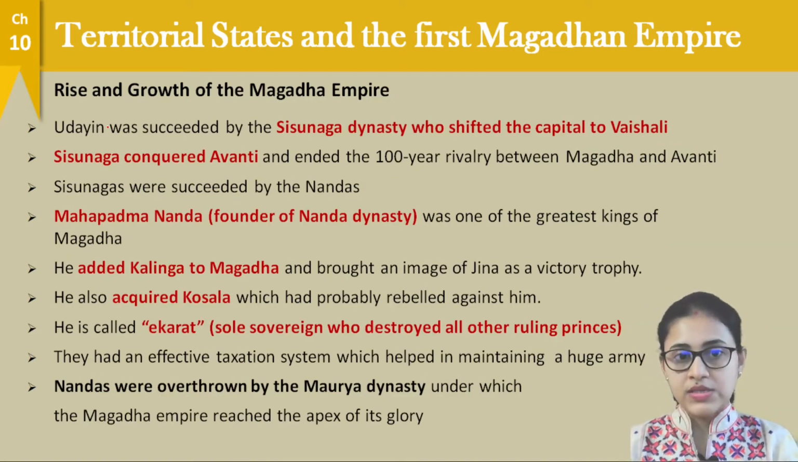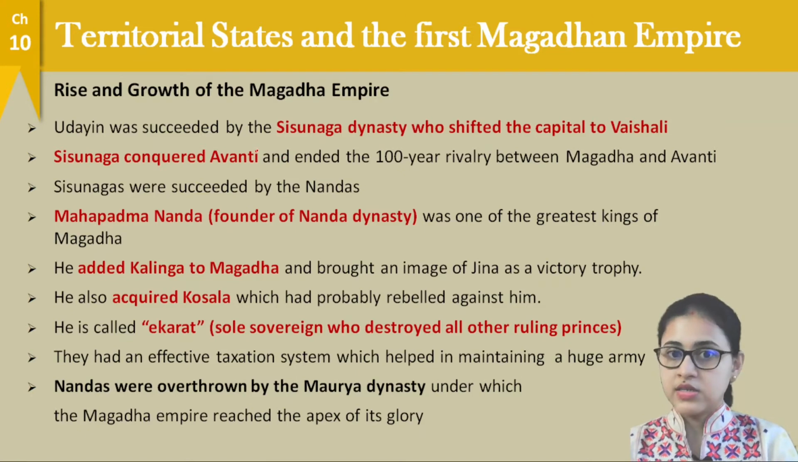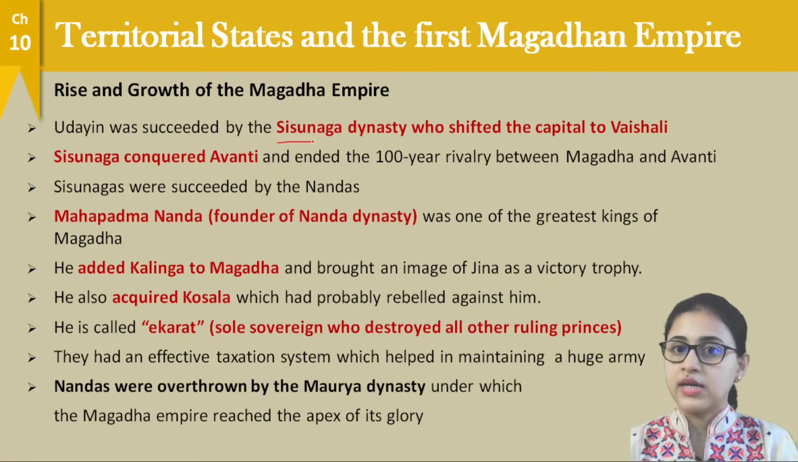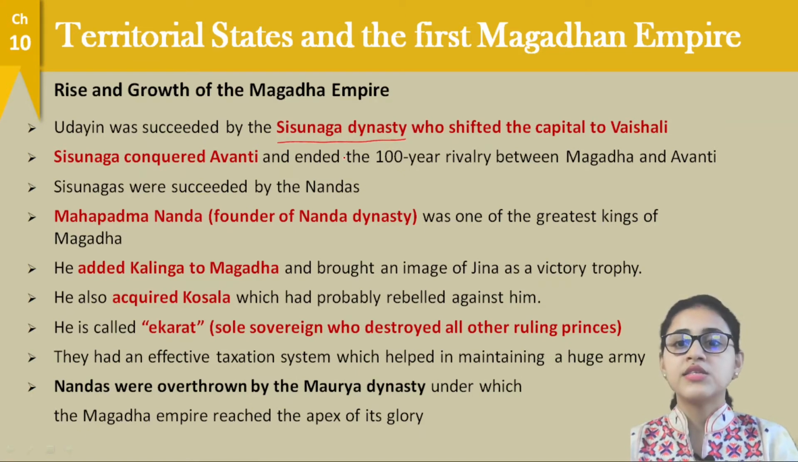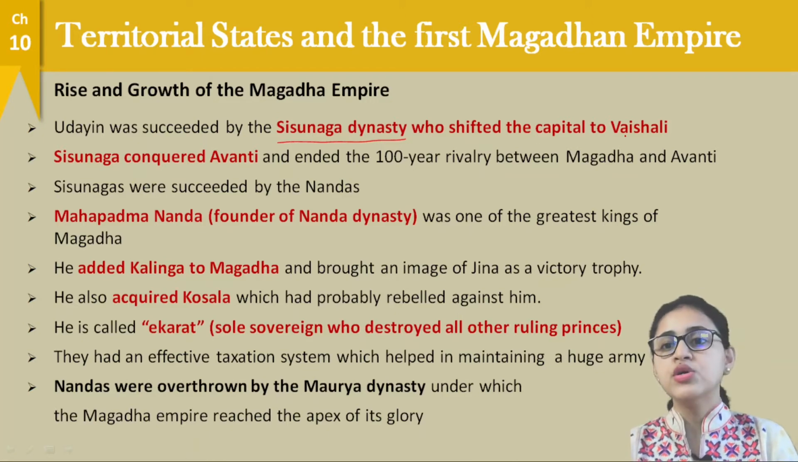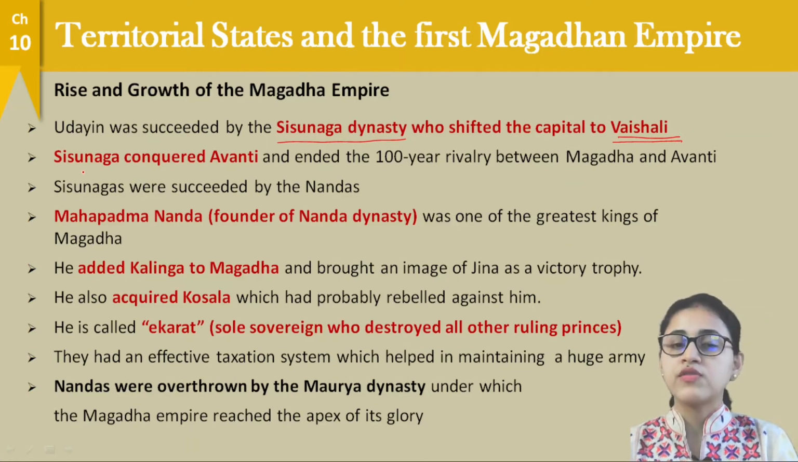Now, Udayan was then succeeded by another dynasty, the second dynasty which came, the Sishunaga dynasty. They shifted the capital to Vaishali. Sishunaga was the founder of the Sishunaga dynasty.